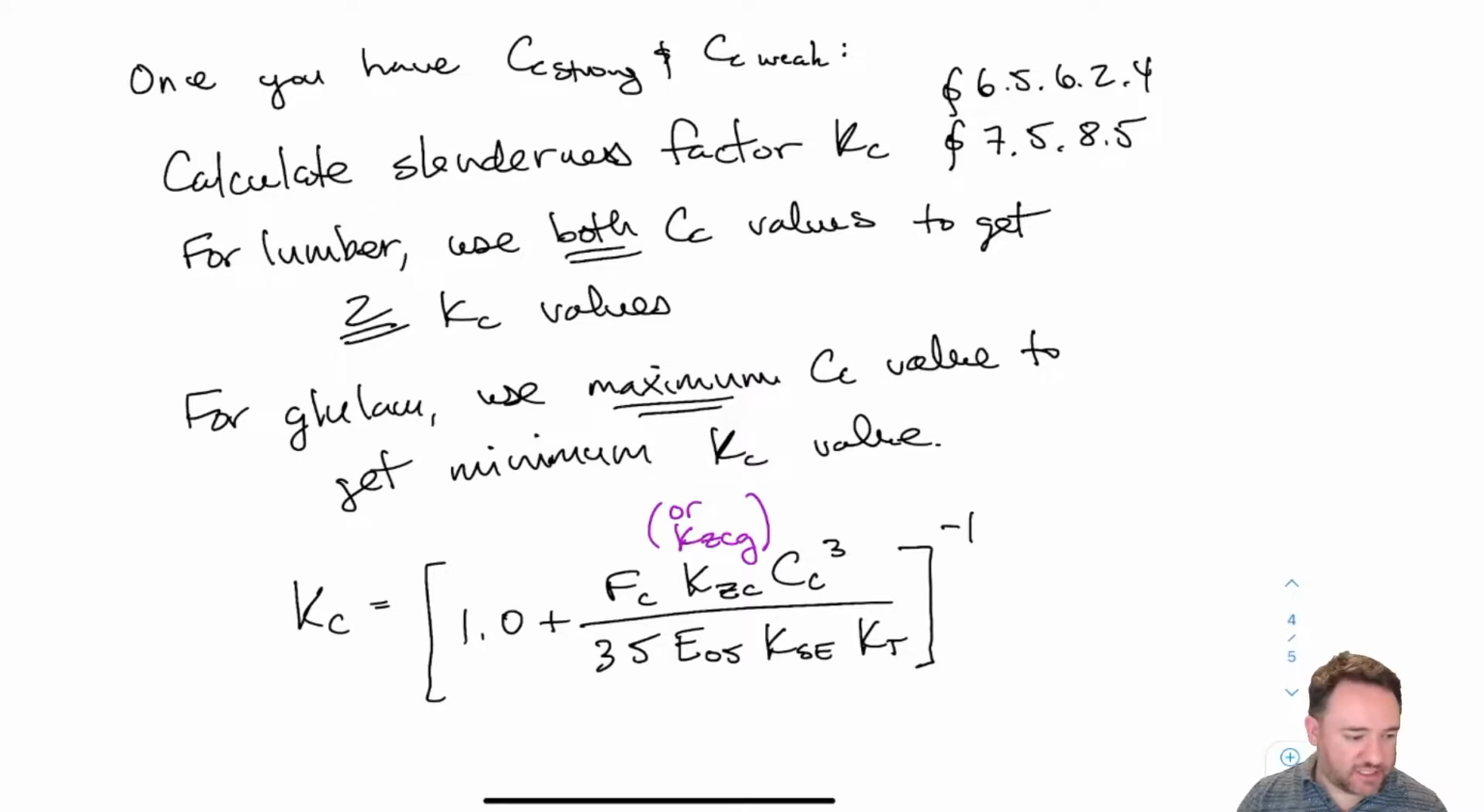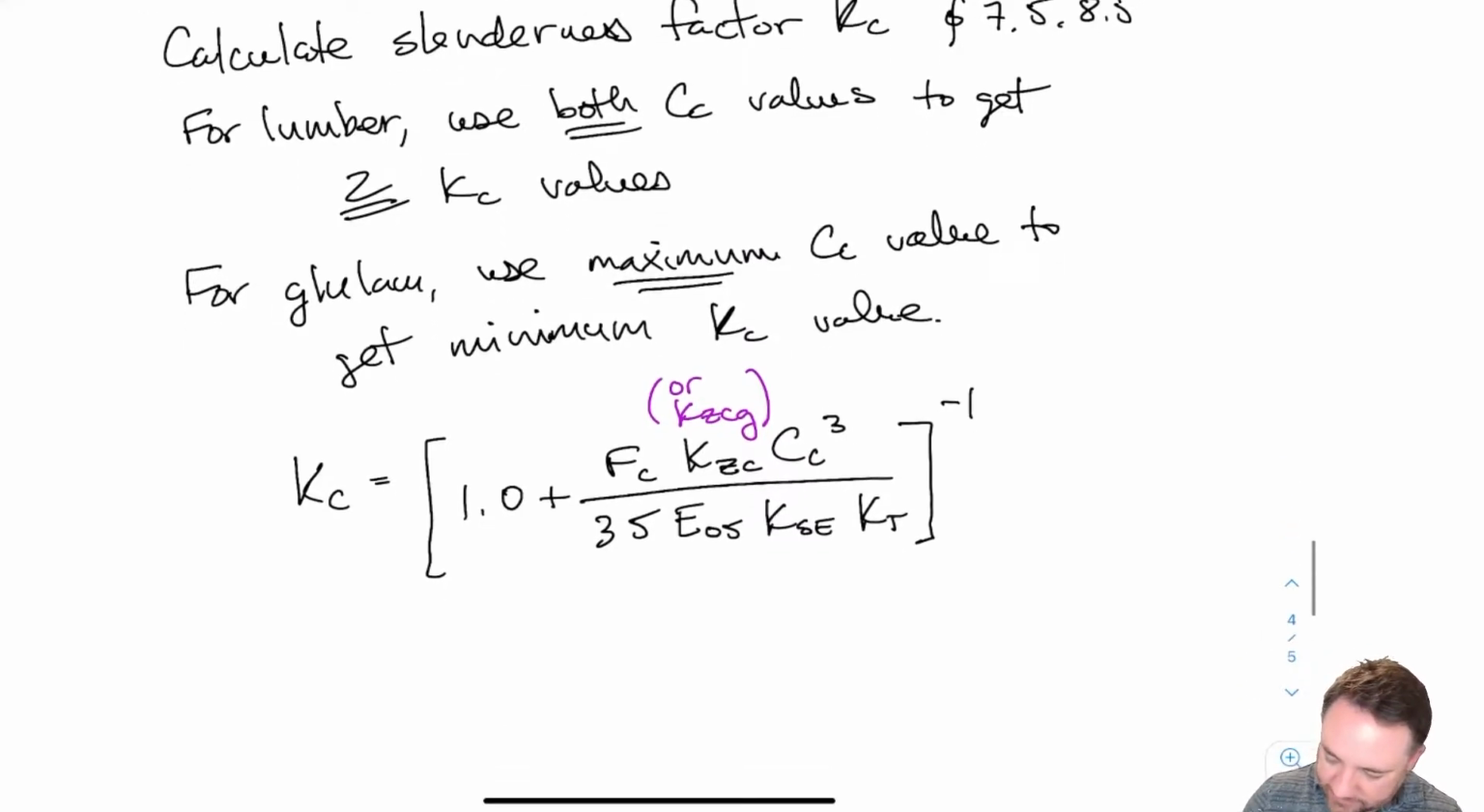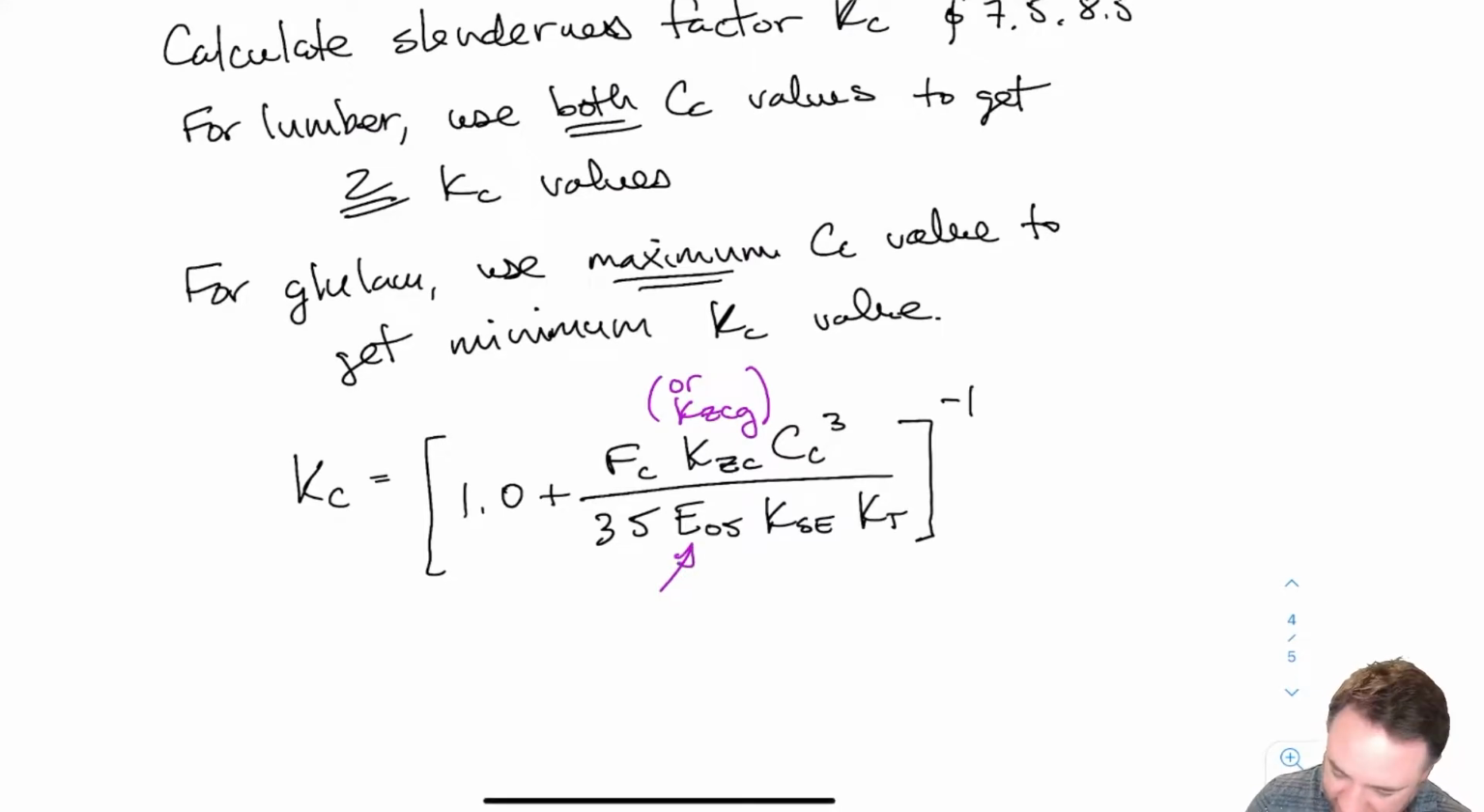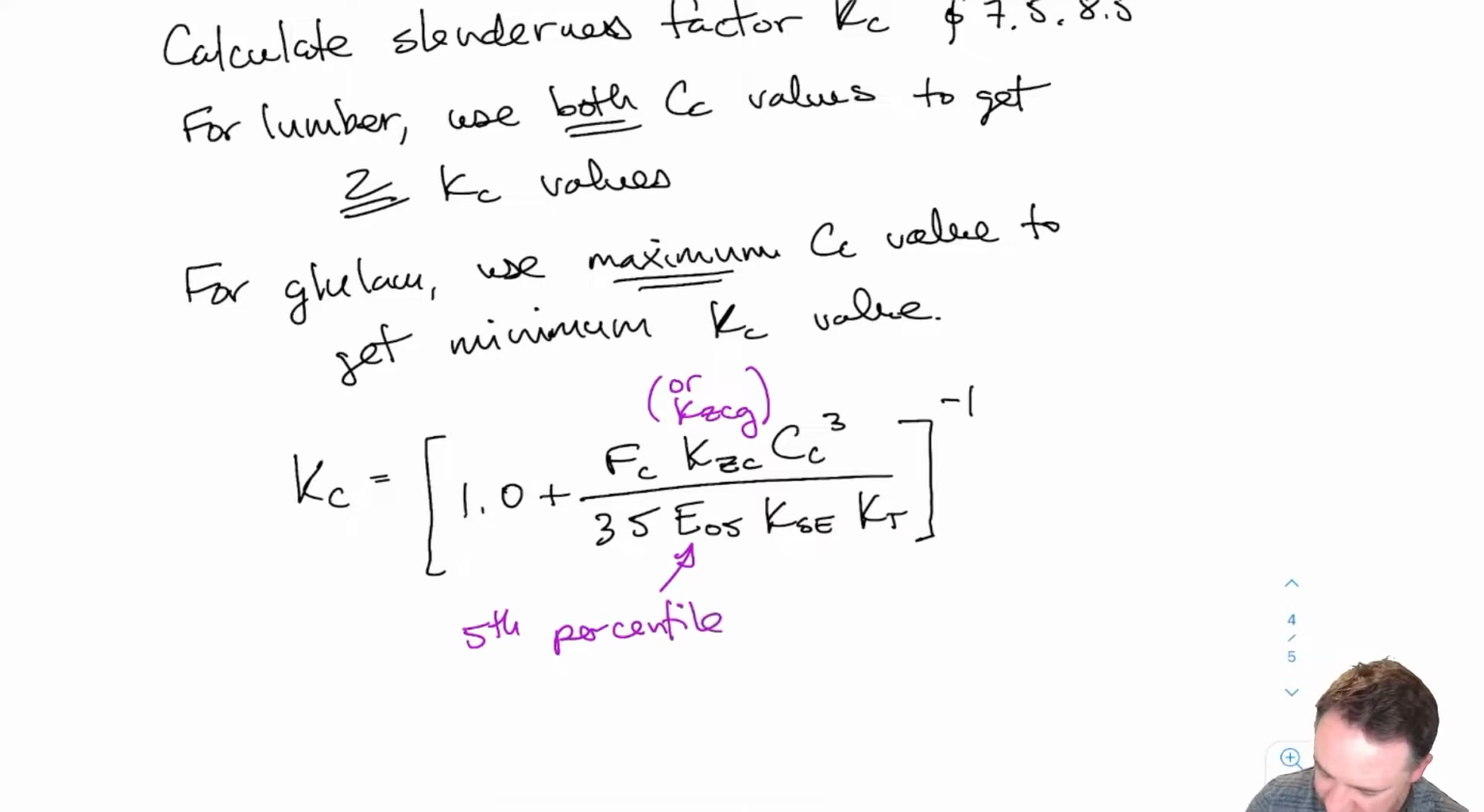I have my slenderness CC in whichever direction I'm calculating. So that's CC strong or CC weak. We do one or the other, right? For lumber, we're gonna repeat this calculation for one CC, then do it again for the other CC, strong and weak. Then I have a factor of 35 on the bottom. E05 is my 5th percentile Young's modulus, which we're going to talk about in a second.